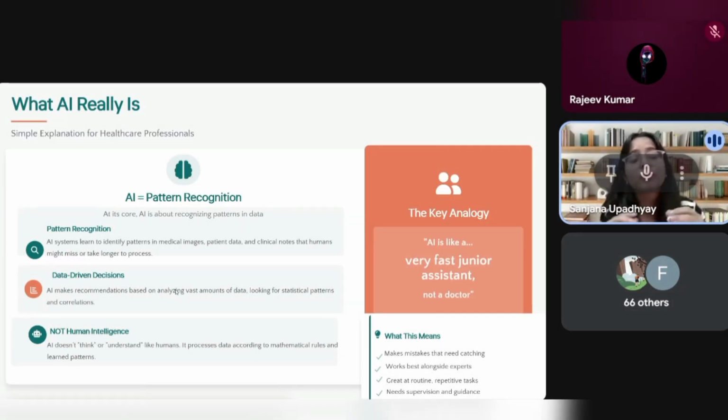Pattern recognition. I would also recommend, if you have any paper or pen, that it will be helpful for you to take notes of these things. So it will be better to take notes as well.